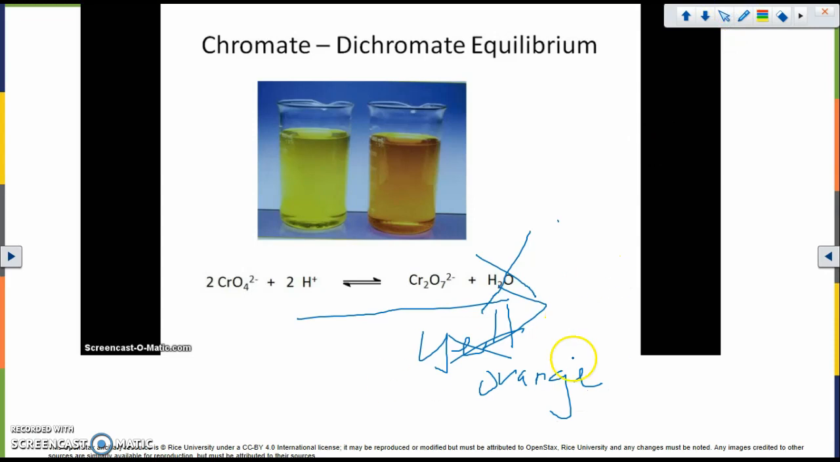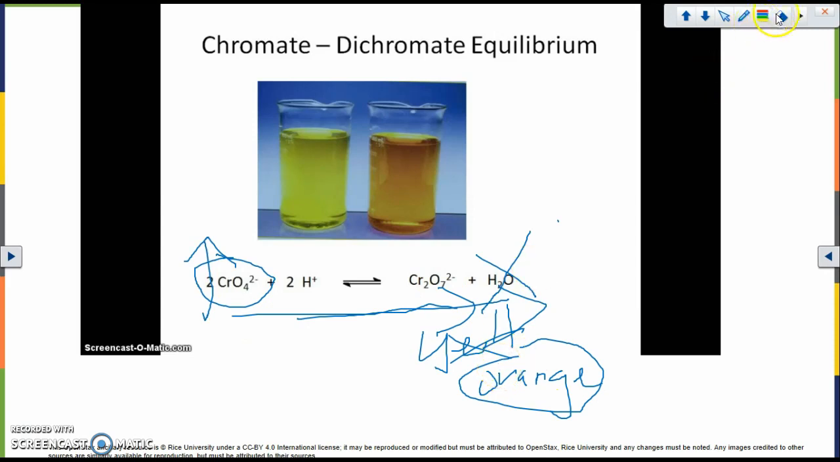What happens if it's orange and I add, let's say, chromate solution? So I'm going to increase chromate solution. Again, if you add chromate solution to the reactant side, it's going to shift to the opposite side. It's going to become more orange. All right?